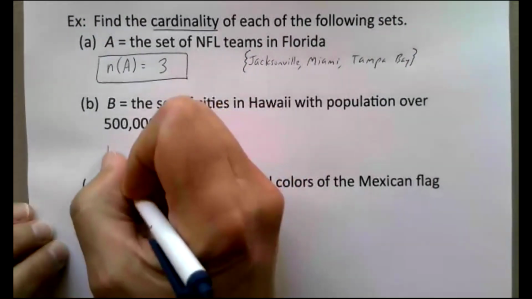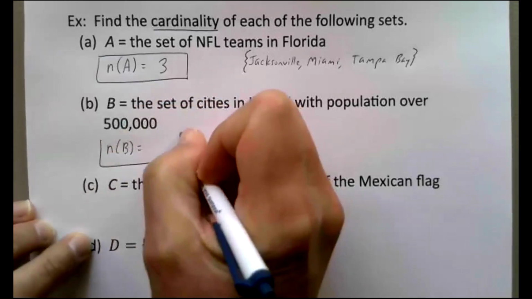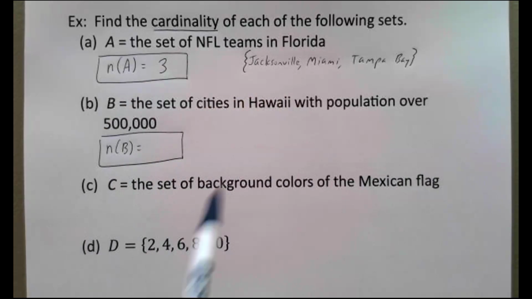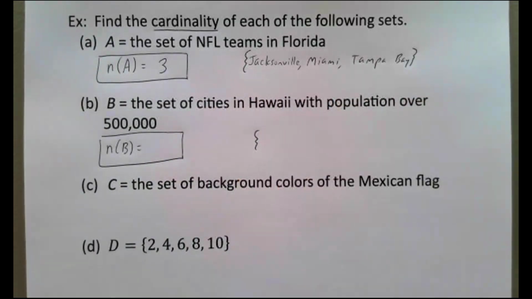Part B is not a fair test question either. But my answer to this question is going to be a number. I'm not asking you to list all the cities in Hawaii that have a population over 500,000. I'm asking you how many cities in Hawaii have a population over 500,000. That's what I'm asking you. Not a fair test question. Good lab question.